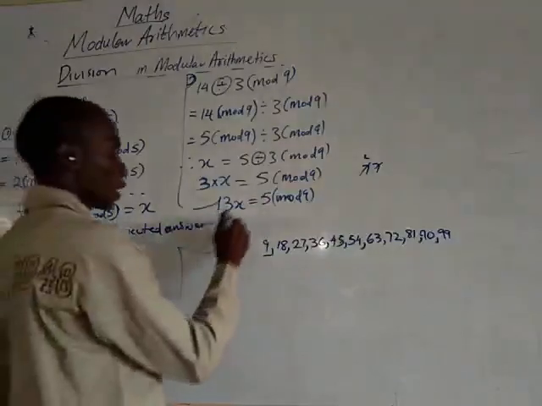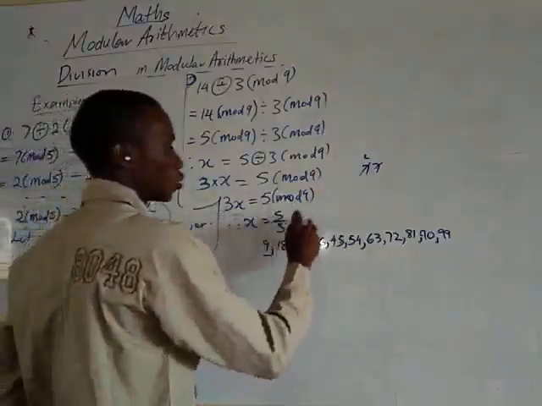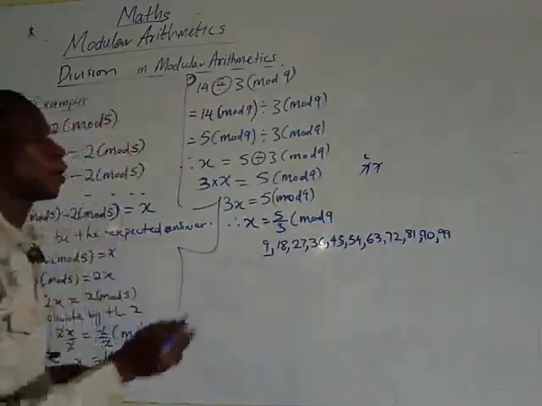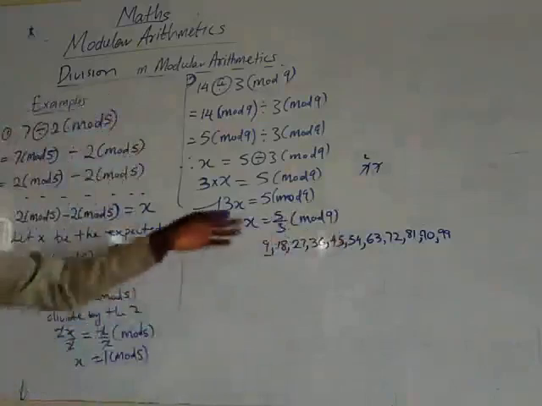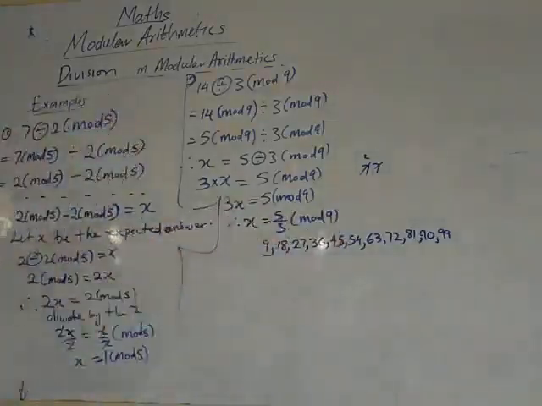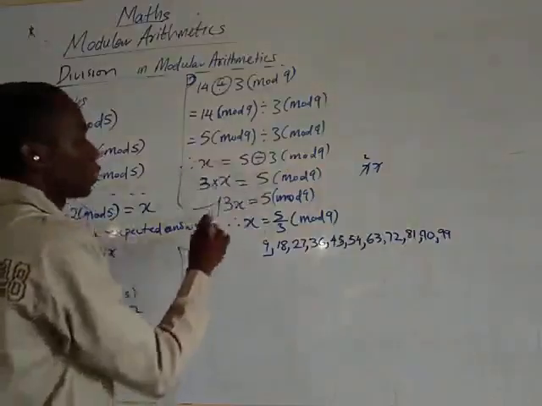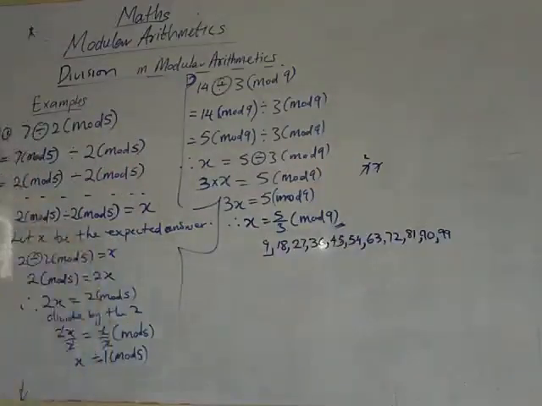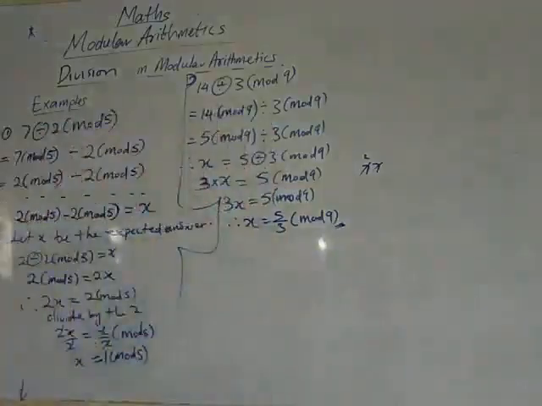So at the end, we can have x equals 5 over 3 mod 9, which we don't normally have, such a fractional form of mod 9. We usually don't have a fractional form of mod 9. So which means at the lowest form, this is the possible value we can get. Now moving on to another example.